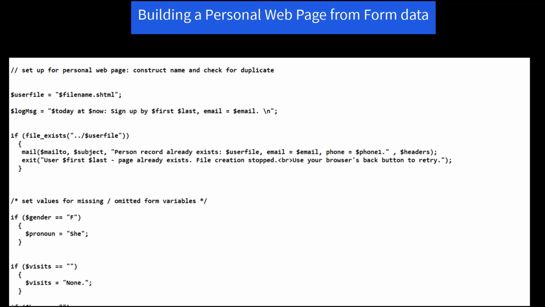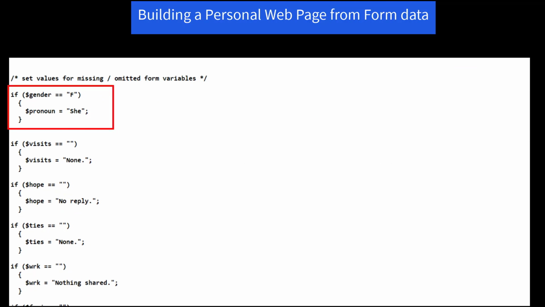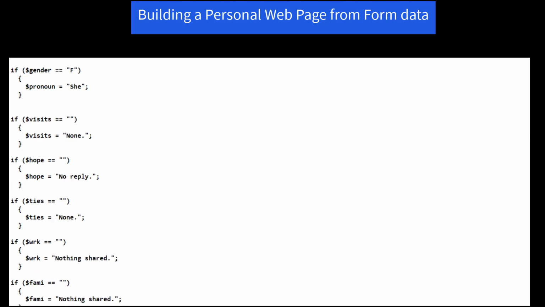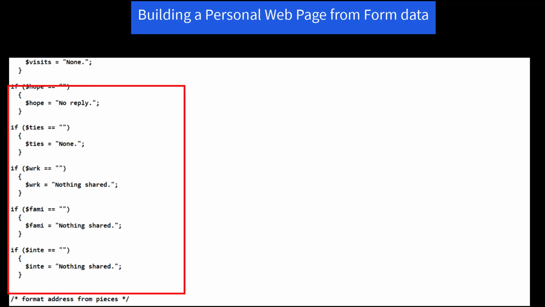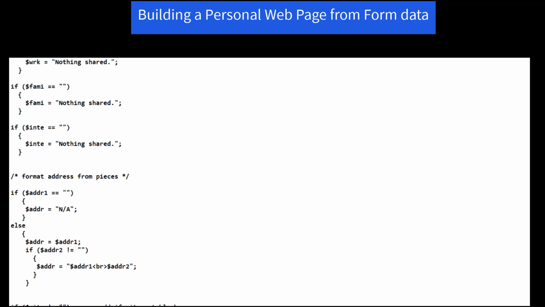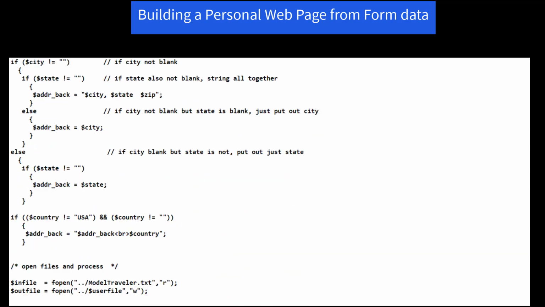Next, we set values that were not supplied in the form. First of all, we see if they said gender female, and if so, we change the pronoun. But on the others, if they did not specify a value, then we specify a value for them. So for visits, it's "none." For hope, it's "no reply." For ties to Japan, it's "none." For work-related information, "nothing shared." For family information, "nothing shared." For interest, "nothing shared." Then we format the street address from the pieces, and we looked at that in an earlier video, so I'm not going to go through that.